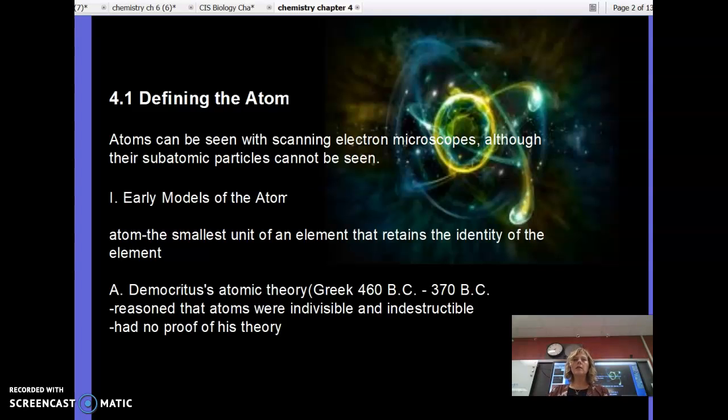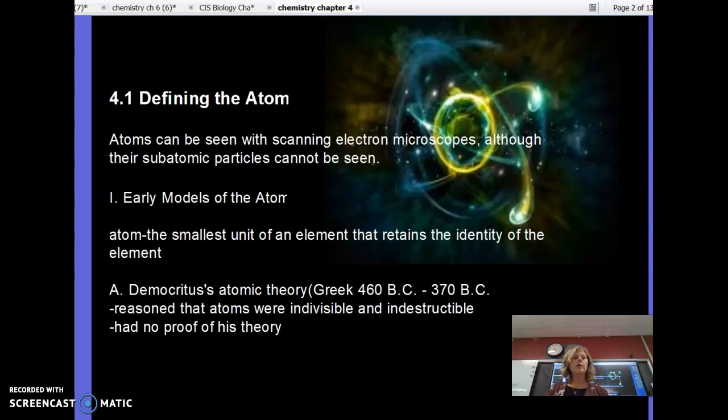Some of the larger atoms can be seen with scanning electron microscopes. So we might be able to see the individual atoms, but we really can't see those subatomic particles, those protons, neutrons, and electrons. Those actually can't be seen. So what we know about them is based on inferences that we have made from what we have actually seen occur in lots and lots of experiments that have been done.